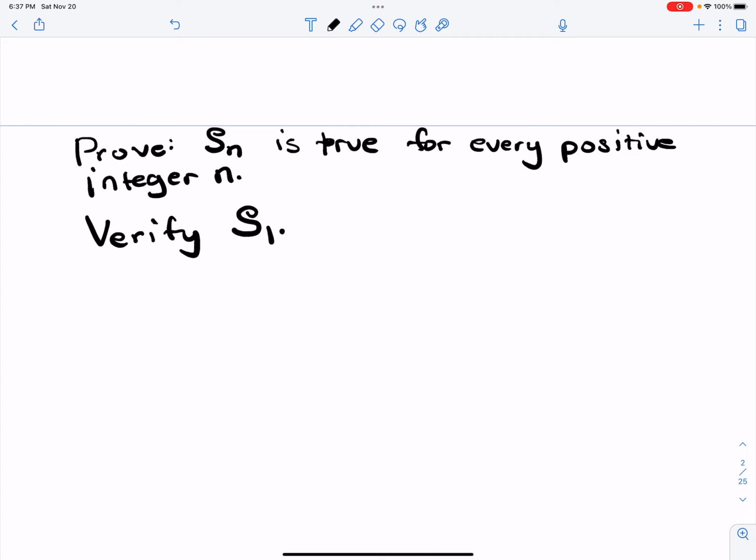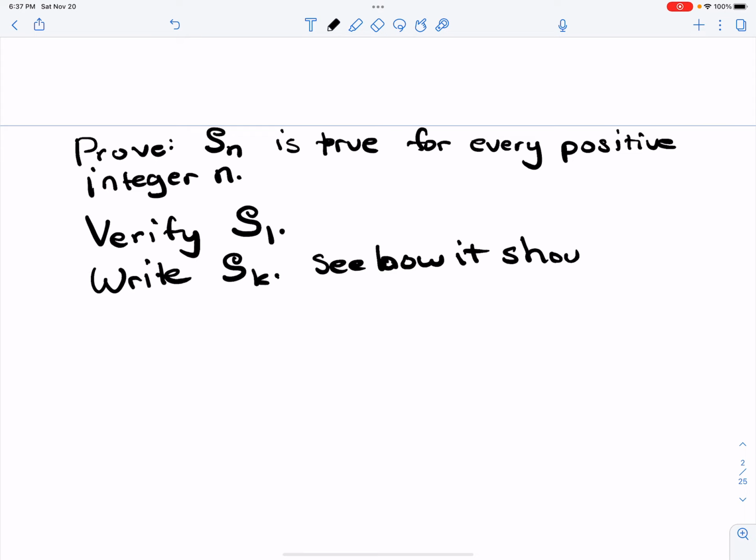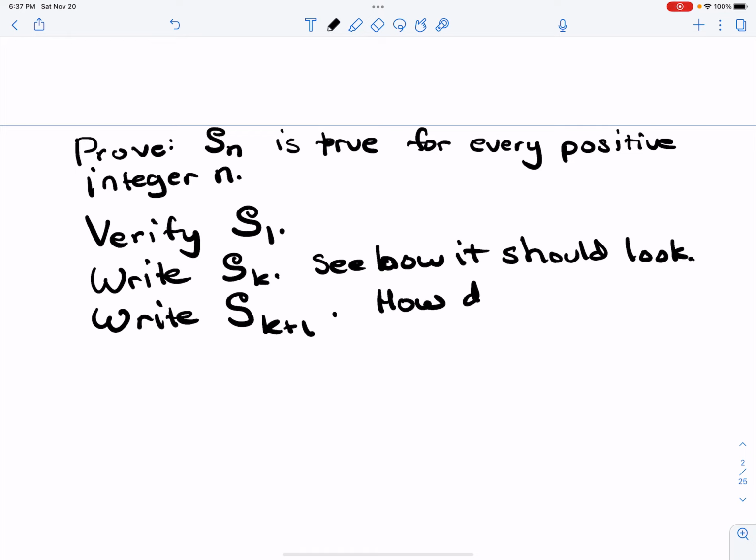Okay, so then you write out S sub k to see what it looks like. So see how it should look, because when you're doing your proof, you're going to need to know how that looks. And then you're going to need to also write S sub k plus 1. How does it look? So right now you're just kind of doing a little reconnaissance. Like, all right, this is how this one looks. And then if S sub k plus 1 works, this is how it should turn out. This is how it should look.